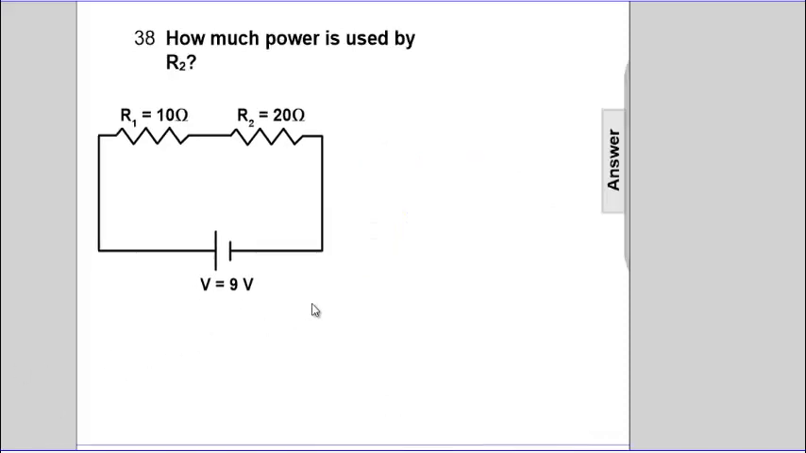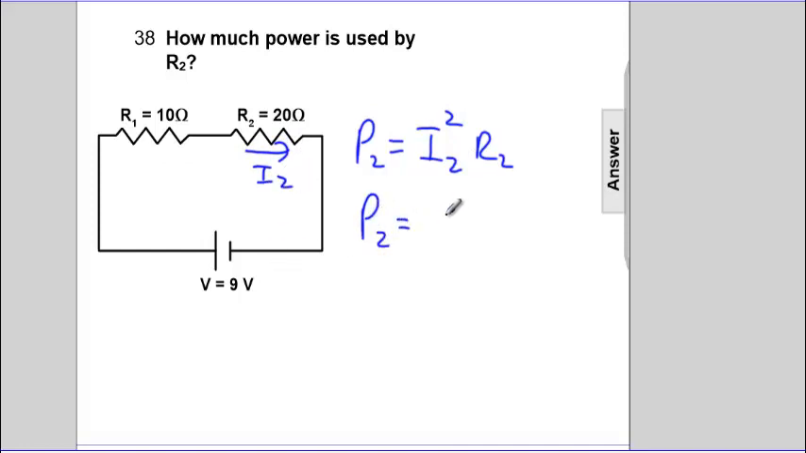And then lastly, how much power is used by R2? To do that, you could use power 2 is I2 quantity squared times R2. So this is a square, the superscript is a square, and the subscript just tells me that that's I2. So power 2 is going to be the current, 0.3 amps. That's I2 squared, we're going to square, times R2, 20 ohms.